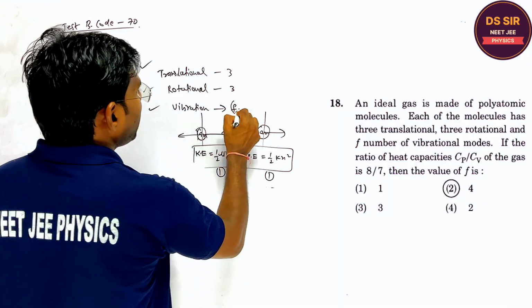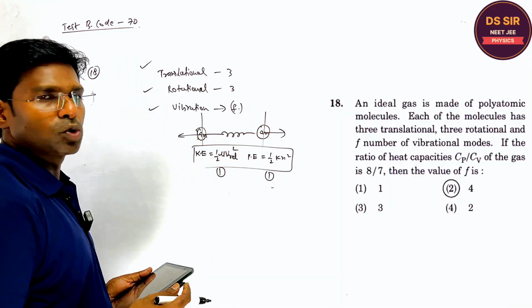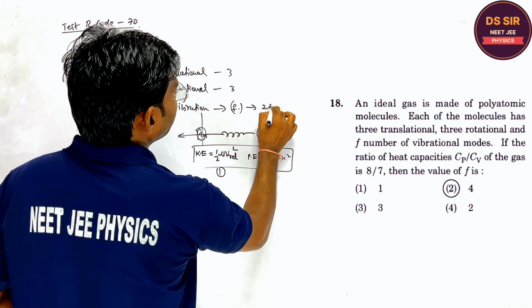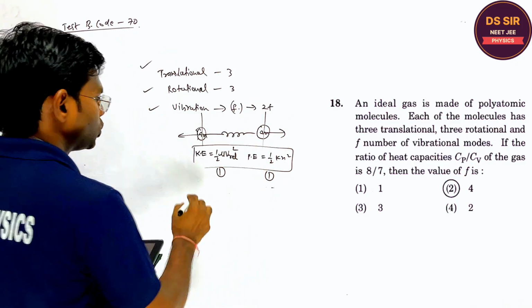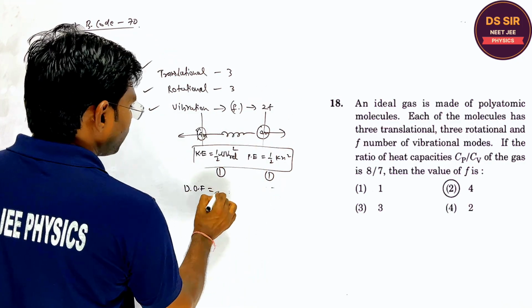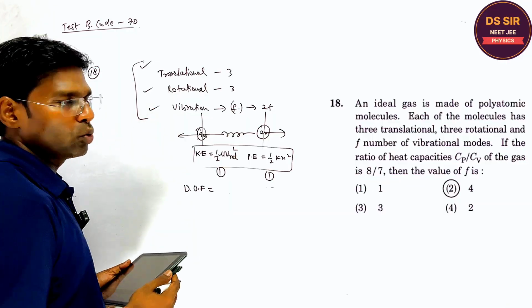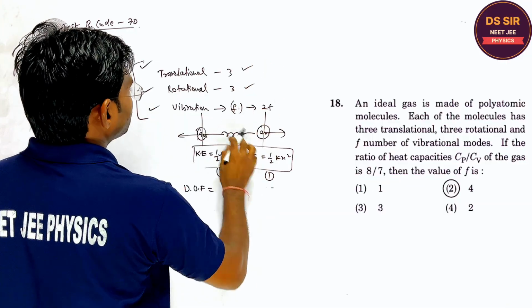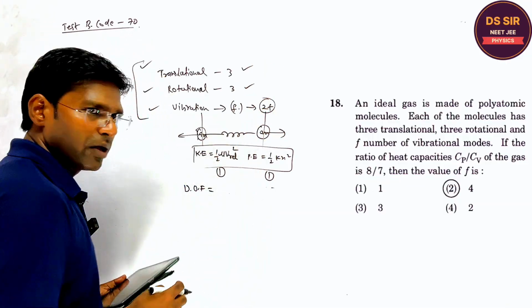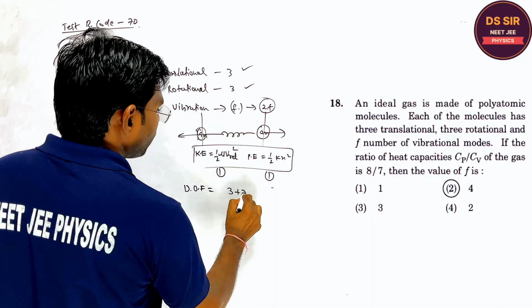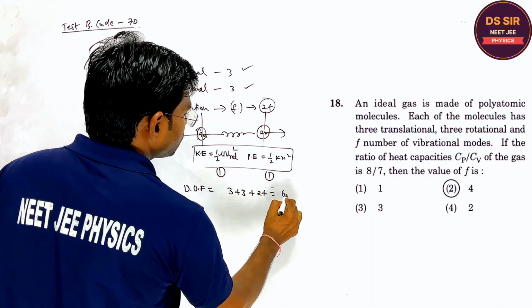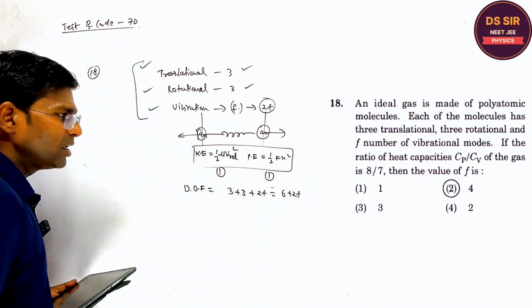In the same way, if F vibration modes are there, the degree of freedom will be 2F. So if you consider the total degree of freedom for this polyatomic gas molecule, in which translation, rotation, and vibration, which is equal to 2F, the total degree of freedom is 3 plus 3 plus 2F, equal to 6 plus 2F. This is the degree of freedom.